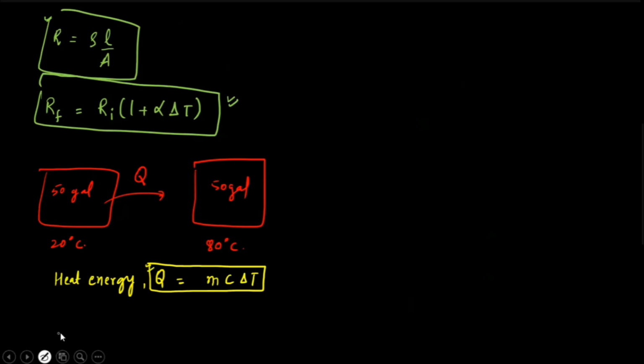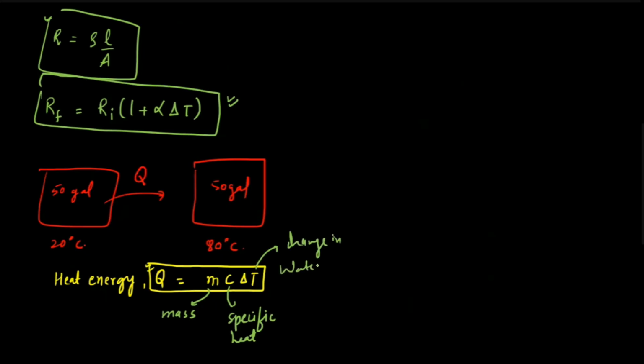Let me give you the idea. This m is the mass, this C is the specific heat, and this delta T is the change in temperature. For water, we know everything, and we can directly find out what is going to be the Q. Here the mass is 50 gallons of water, which we already found is 189.25 kgs.